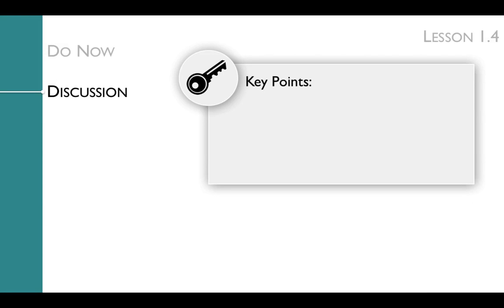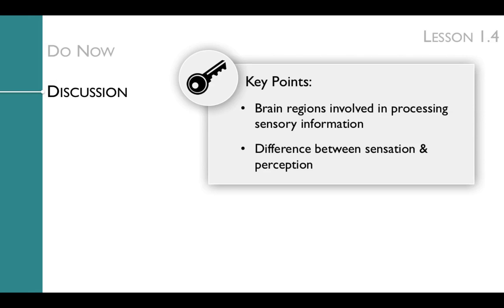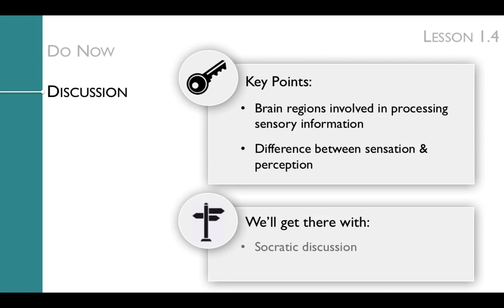The key points of the discussion are to review the brain regions involved in processing sensory information and the difference between sensation and perception. We'll get to these key points with a Socratic discussion and watching and discussing a video.